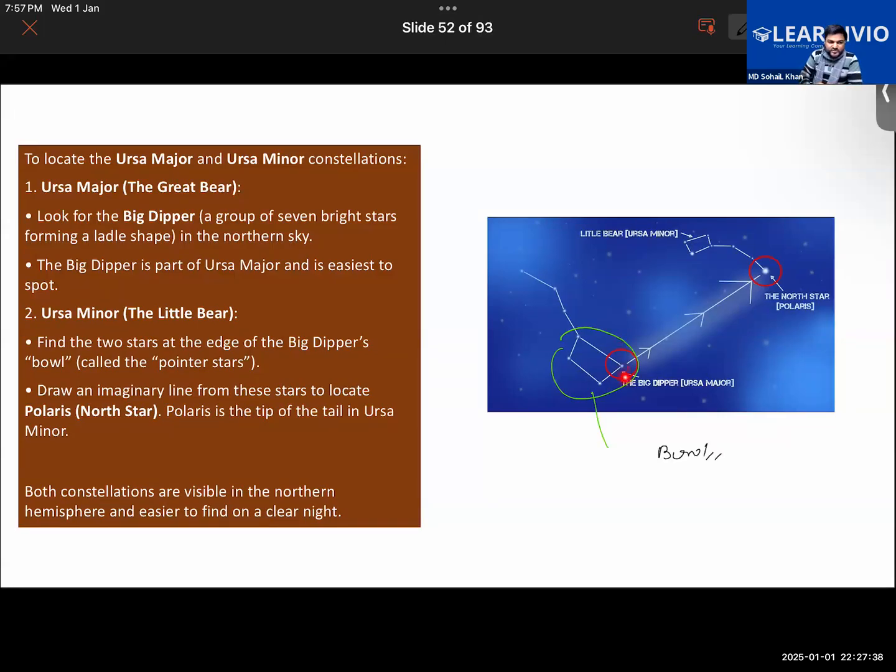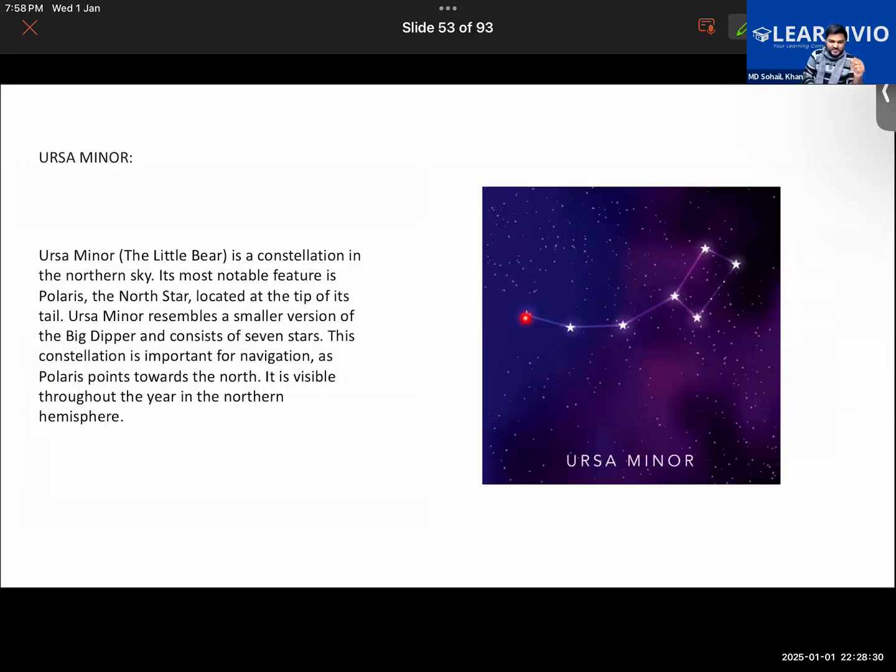Now look at these two stars at the edge of this bowl. These two are called the pointer stars. Getting it, everyone? Let me highlight it: this one over here and this one over here are called the pointer stars. Now we draw an imaginary line from these stars to locate Polaris, the North Star. Getting it? That is one thing. Also, we will observe another constellation called Ursa Minor, or the Little Bear, which we are going to learn in a minute. At the tail of this other constellation, the Polaris star is present. So this imaginary line, when projected, leads us towards the North Star.